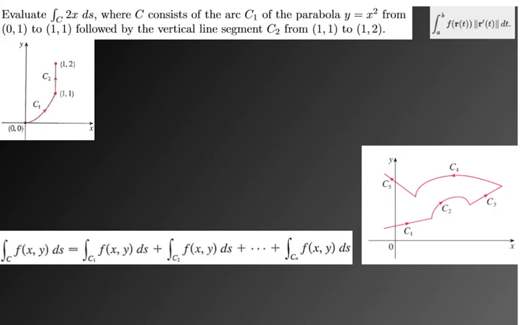Another nice thing about these is that they're additive. So if we had something like this, where this whole thing is curve C, we want to evaluate the integral over curve C of 2x ds, and C consists of the arc C1, which is x squared from (0, 1) to (1, 1). Then the vertical line segment from here up to here is C2. If you wanted to do this line integral, you could actually just do it additively.